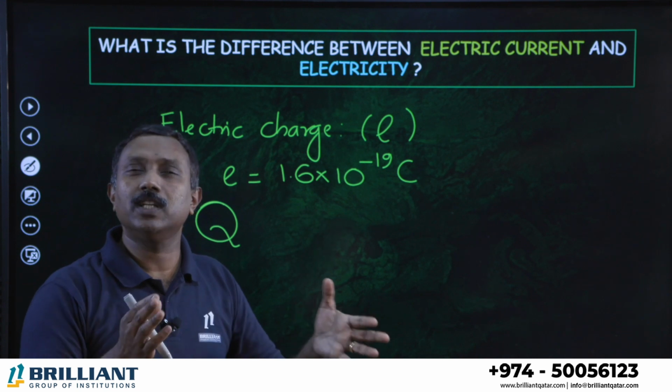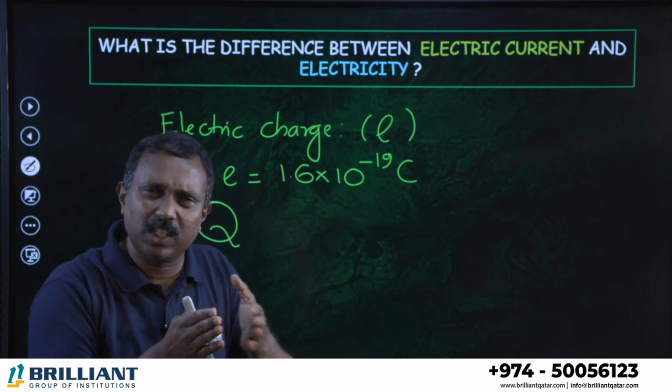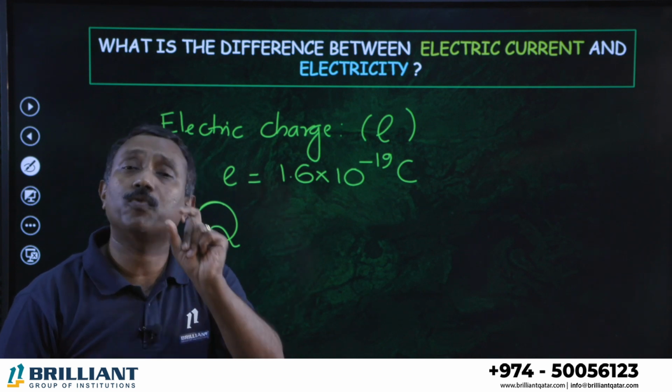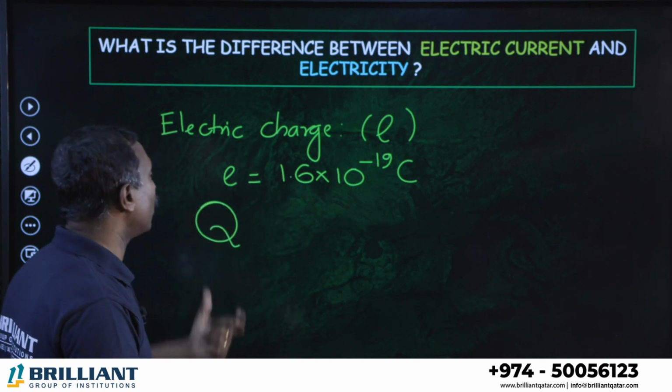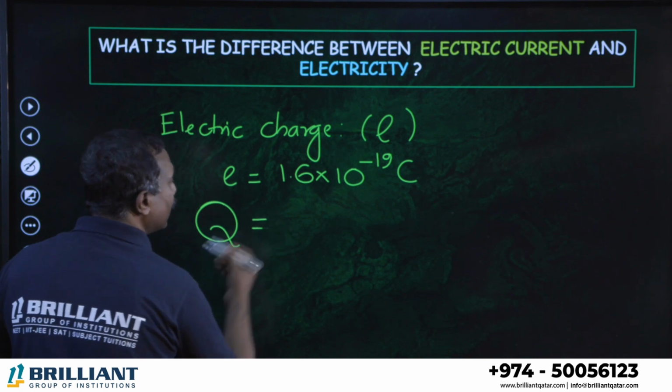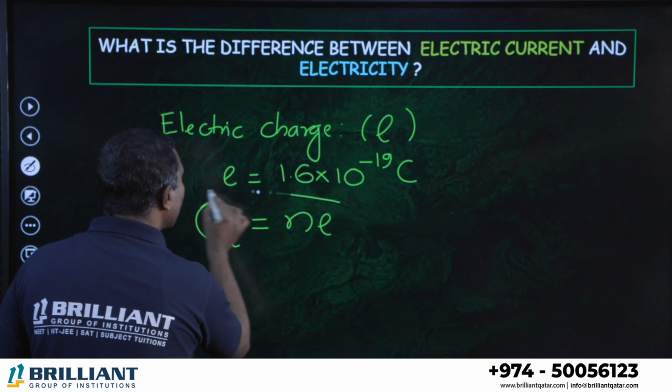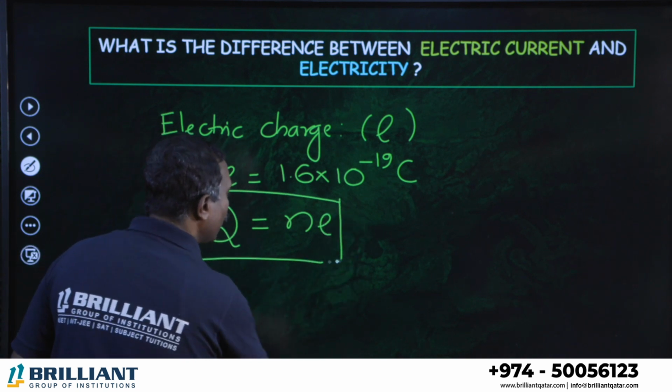Like that, if plenty of electrons, say n number of electrons, are present in it, each electron having a charge of e, then the total amount of charge present in that conductor can be represented by the formula Q is equal to Ne. Don't forget, Q is equal to Ne.